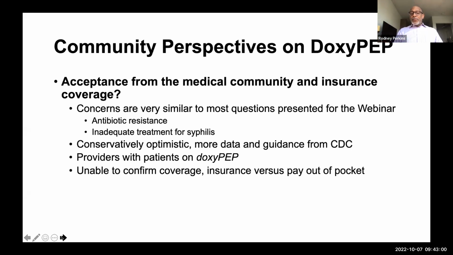However, there are some providers with patients on DoxyPEP. I think the profiles of patients using it currently were patients who've had multiple chlamydial infections, and then patients with multiple partners who are known to the provider, and the provider felt comfortable prescribing it for that particular one. So definitely there are patients out there currently taking it.